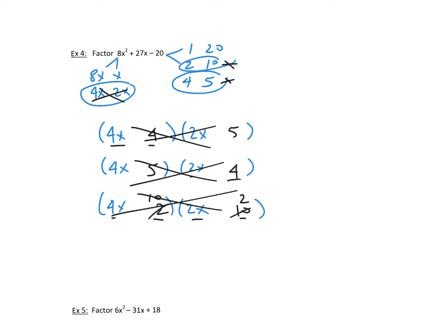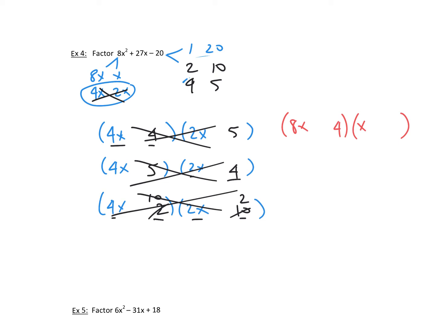So I'm going to erase these. Okay, so I'll just rewrite them: 2 and 10 and 4 and 5. All right, so now we're going to try 8x and x. I'll do those in red. So we have 8x and x, and I'm going to try 4 and 5.